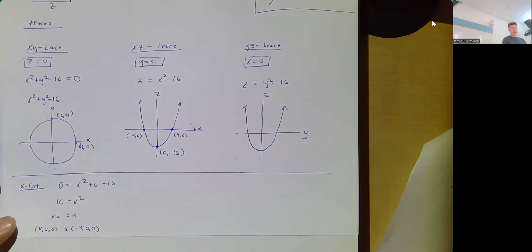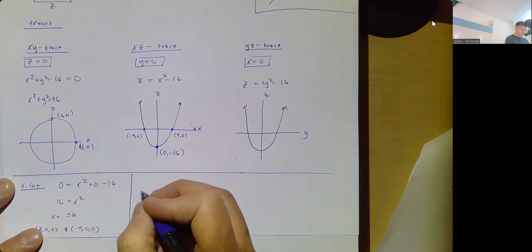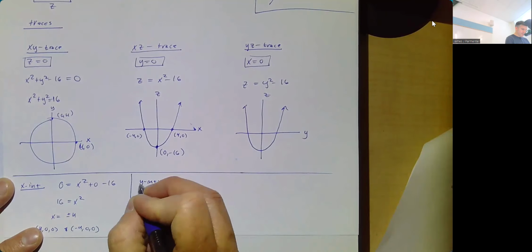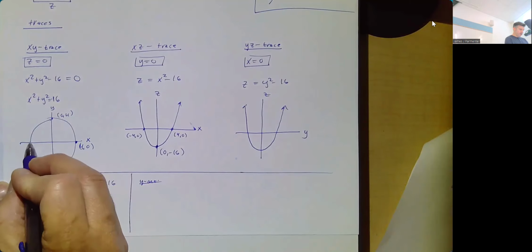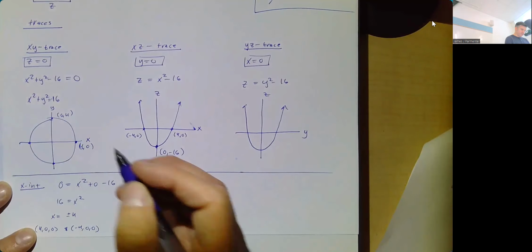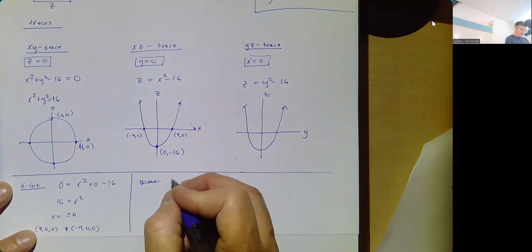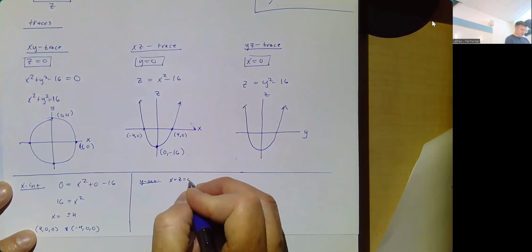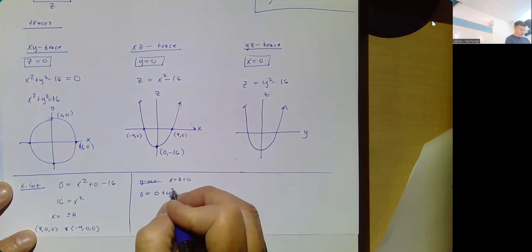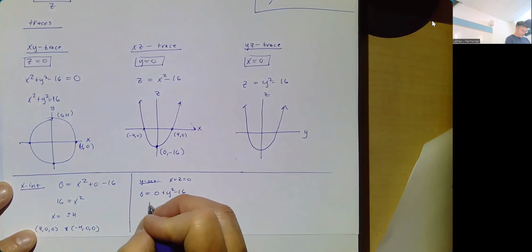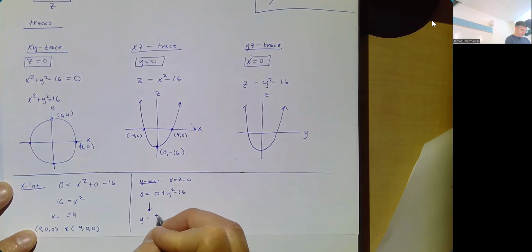The y-intercept should be the same. We can see that from the circle here. The x-intercepts are 4 and negative 4. The y-intercepts are negative 4 and 4. For the y-intercepts, I'm going to set x and z equal to 0. I'm going to get 0 equals 0 plus y squared minus 16, and I'm going to end up getting the same result. y is going to be plus or minus 4. So my intercepts are (0, 4, 0) and (0, negative 4, 0).